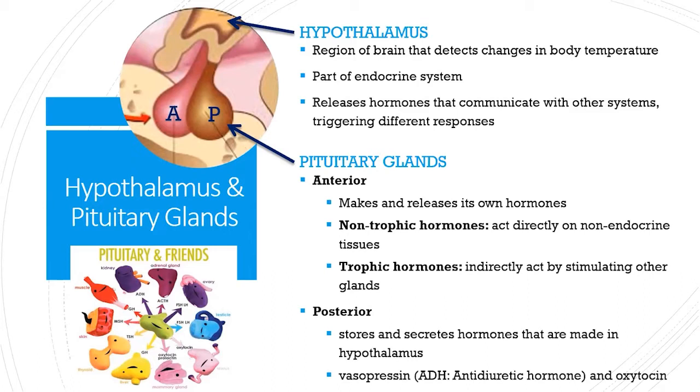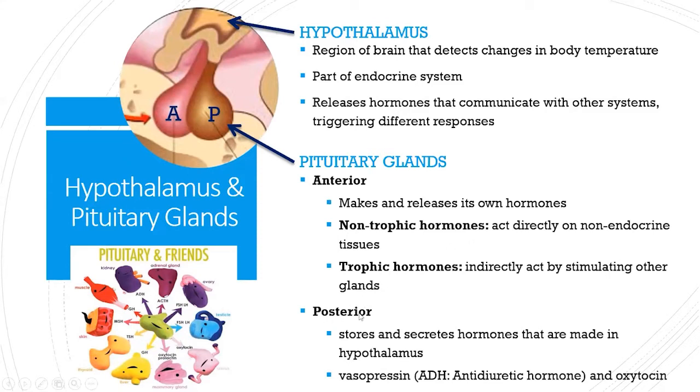So the anterior pituitary gland, which you can see just right here, marked with the A, can make and release its own hormones, and those can be classified into two categories. You can have non-trophic hormones, which will act directly on non-endocrine tissues. So if it acts on a gland, then that would be considered a trophic hormone, because it's indirectly acting by stimulating other glands. So trophic will act on other organs or glands part of your endocrine system, versus non-trophic hormones are only acting on things that aren't a part of the endocrine system, so like the target cells.